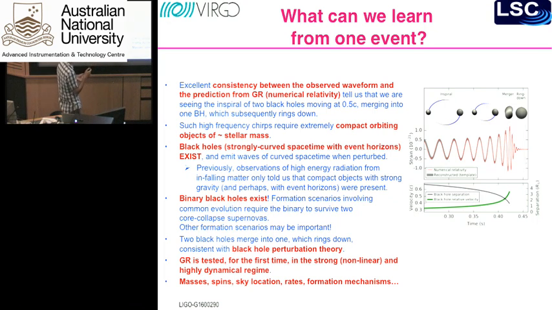And we can also say that, assuming GR is correct, such high frequency chirps require extremely compact orbiting objects at very high velocity. And they have to be objects of stellar mass. So essentially what this means is that this is further confirmation that black holes exist.